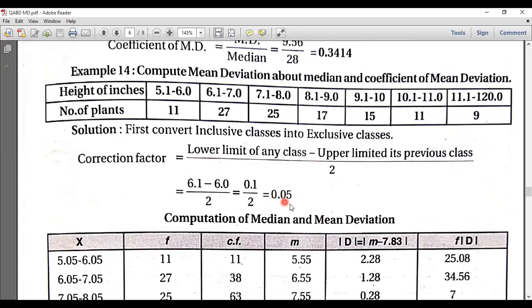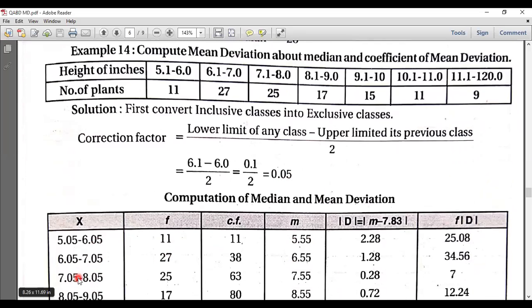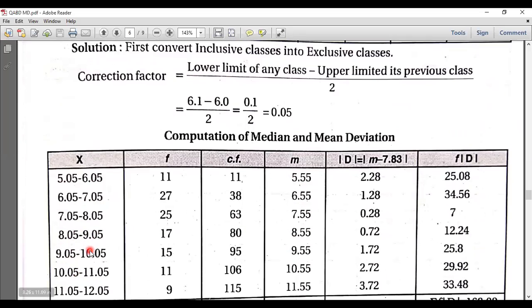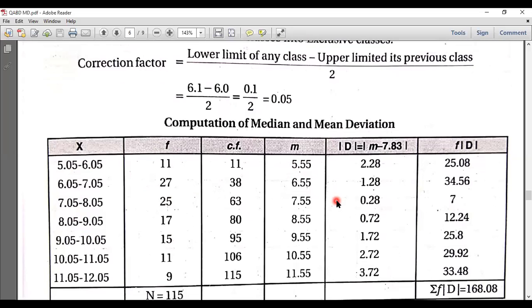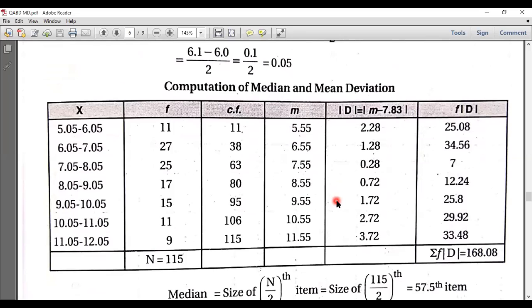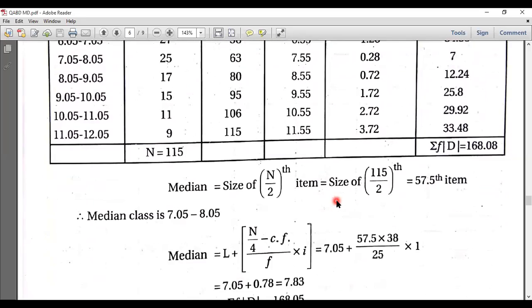Subtract this 0.05 from the lower limit and add 0.05 to the upper limit, so we will get the class interval. This is the converted class, which means now we can see this is the exclusive form. Then find the cumulative frequency and median; the rest of the process is the same. The only thing you need to do first is convert the data from inclusive to exclusive form.